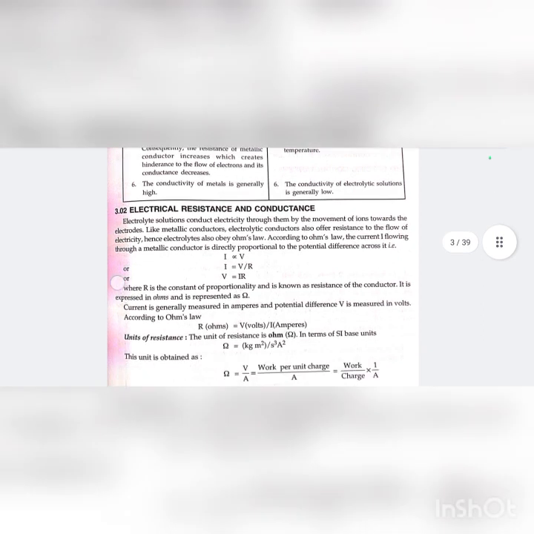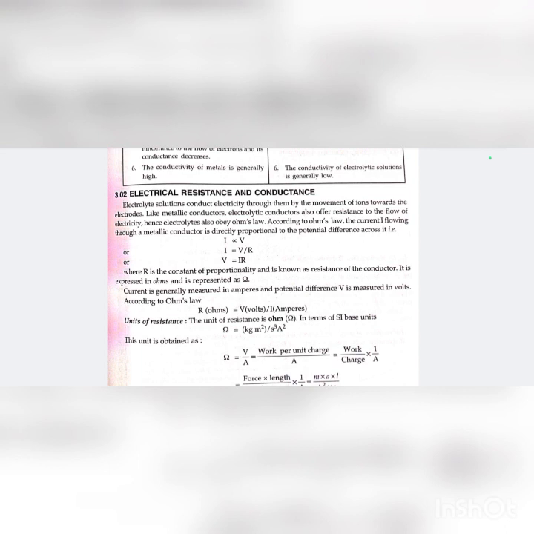Next is electrical resistance and conductance. Electrolyte solutions conduct electricity through them by the movement of ions towards the electrodes. Like metallic conductors, electrolytic conductors also offer resistance to the flow of electricity. Hence, electrolytes also obey Ohm's law. According to Ohm's law, the current I flowing through a metallic conductor is directly proportional to the potential difference across it. That is, I is directly proportional to V. I is equal to V divided by R.